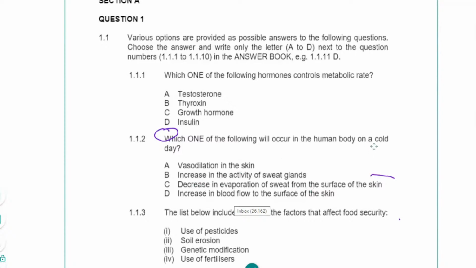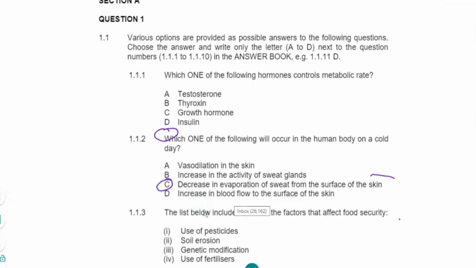So in a cold day, decrease in evaporation of sweat from the surface of the skin could be the answer. However, you have to read the last option and find out which one is the most correct. Increase in the blood flow to the surface of the skin. This and the vasodilation are almost the same thing. So it means that A, B, D are out. So the correct answer becomes C. So let's circle C again.